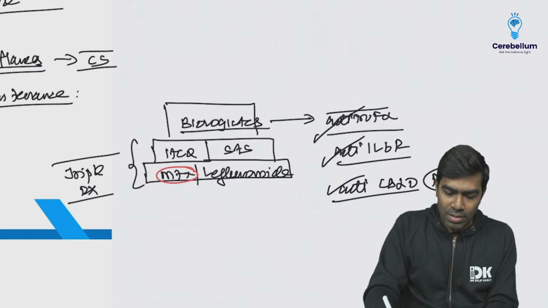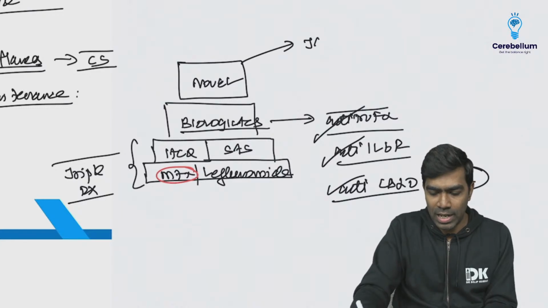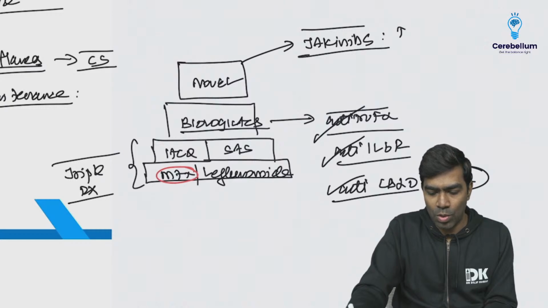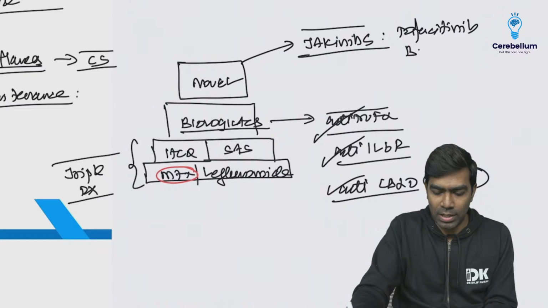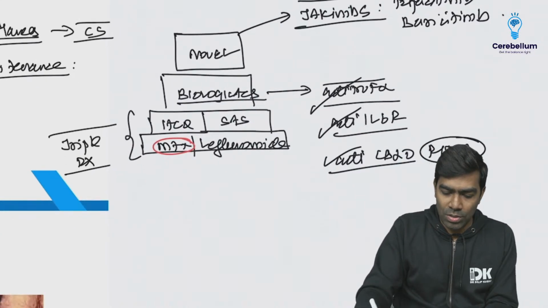And on top of that, we have some novel therapies also, which you can try. So what are the novel therapies that you can try? These are called as JAK inhibitors. These are oral drugs, not parenteral drugs. What are JAK inhibitors? We have two drugs, tofacitinib and baricitinib. They block the JAK receptor. These are JAK inhibitors.